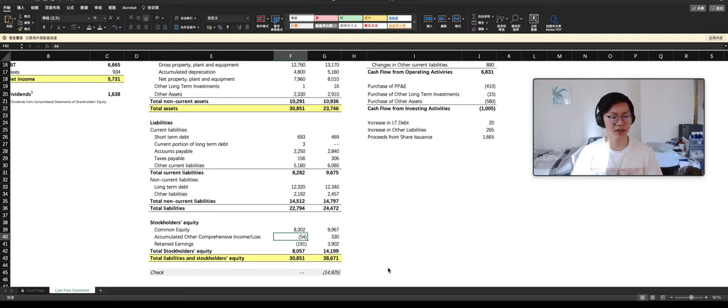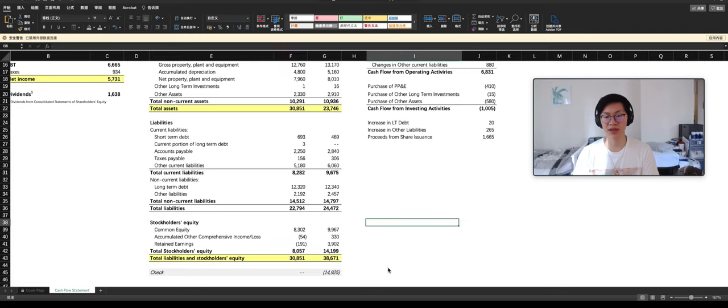But one thing that we really need to focus on is the retained earnings difference. The way of calculating retained earnings is that the 2021 retained earnings equals the retained earnings in 2020 plus net income minus the dividends. Dividends is something that we need to take into consideration in the financing activities.